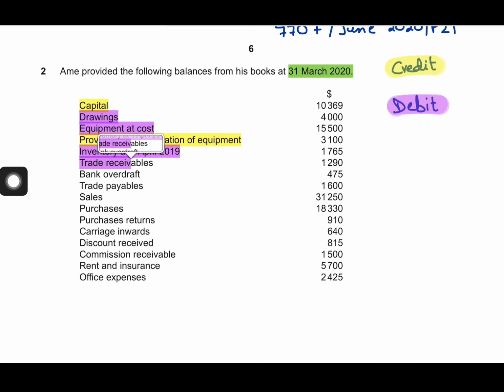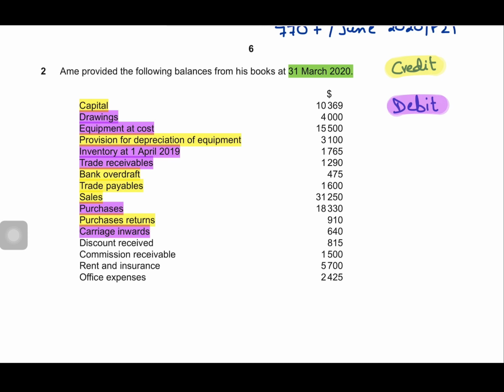Then we have trade receivables, again an asset, debit side. Bank overdraft, a current liability, this will go on the credit side. Same goes for trade payables, a current liability, this will also go on the credit side. Then we have sales. Sales being an income will be shown on the credit side of the trial balance. Then we have purchases. Purchases increase our inventory, and it is also a type of expense. This will go on the debit side. However, purchases returns reduce the value of our inventory, so this will be shown on the credit part of the trial balance. Then carriage inwards being an expense will go on the debit side.